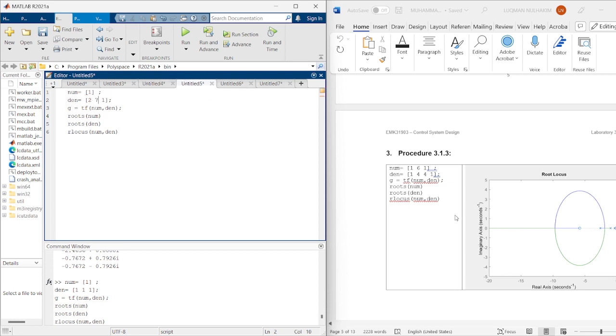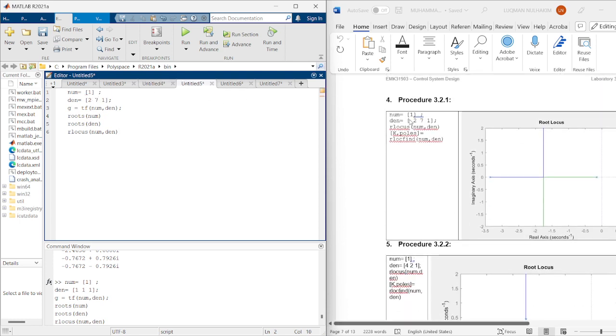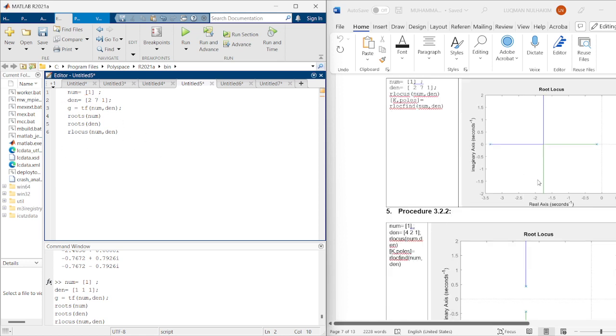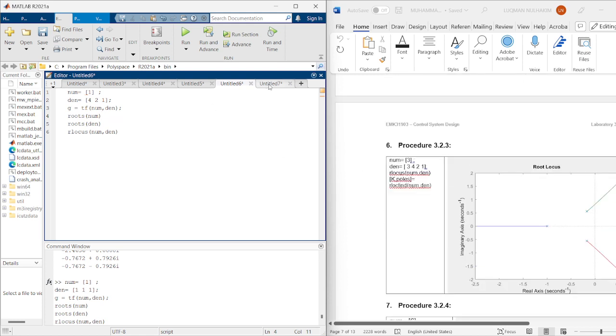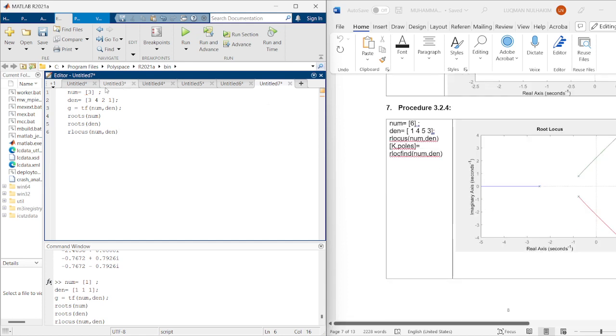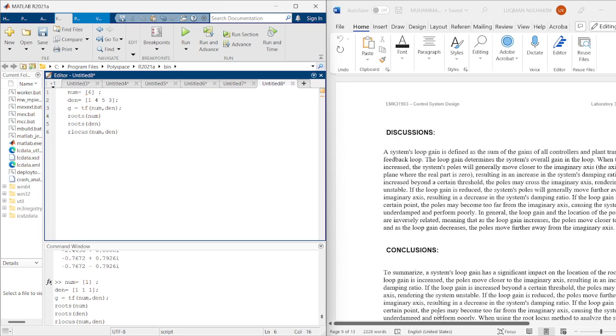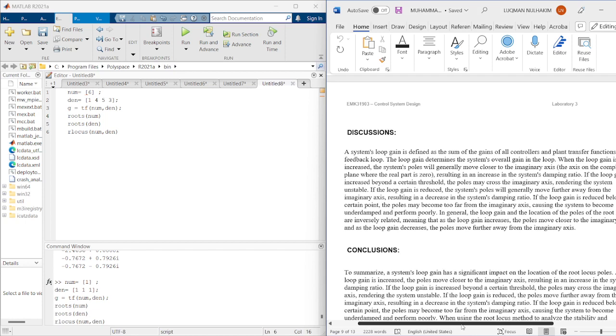Next one is this one. Same as before, run this one, we got this graph. This one, 1421, this is the graph, and this is the graph for the next one, 3421. This is the graph, and the last one is this one, 1453.